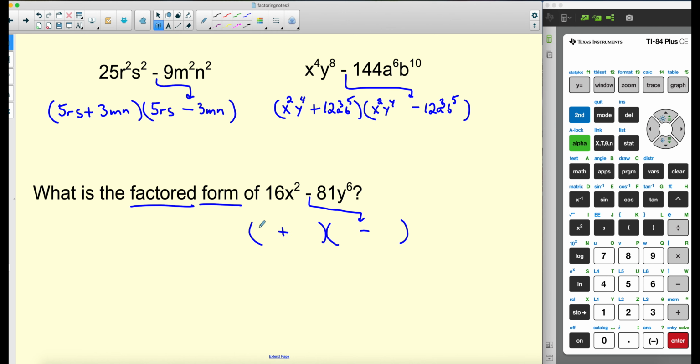Square root of 16x squared is 4x. And the square root of 81y to the 6th is 9y to the 3rd. And guys, that is it. That's factoring the difference of two squares or factoring perfect squares. Tomorrow we will look at all Regents questions so you can see exactly how the Regents will throw these at you. And when it comes up on the Regents, guys, I guarantee you, you will absolutely get it correct.